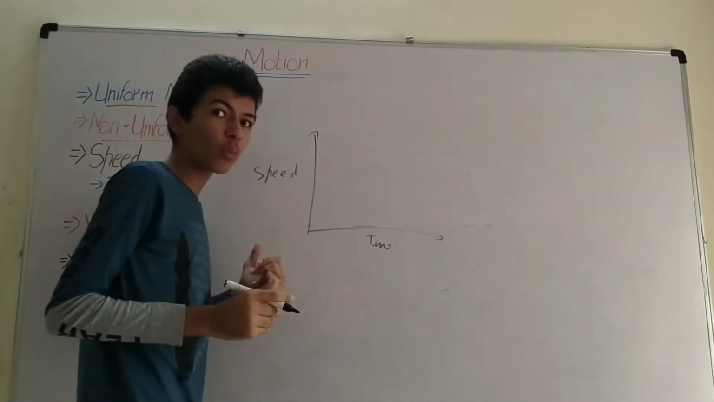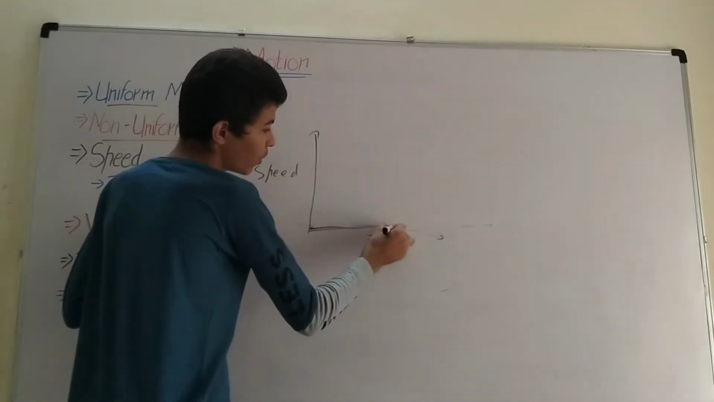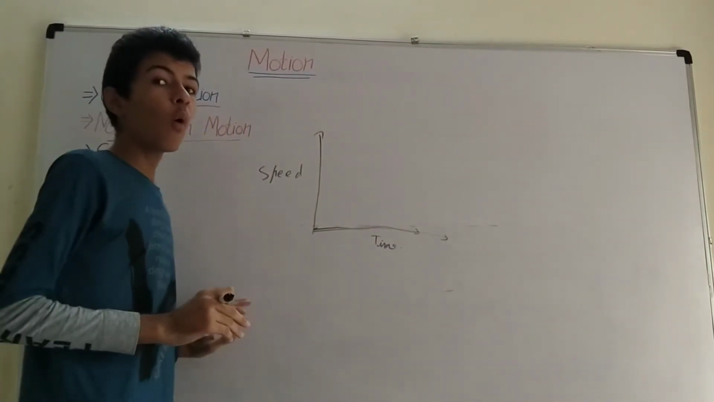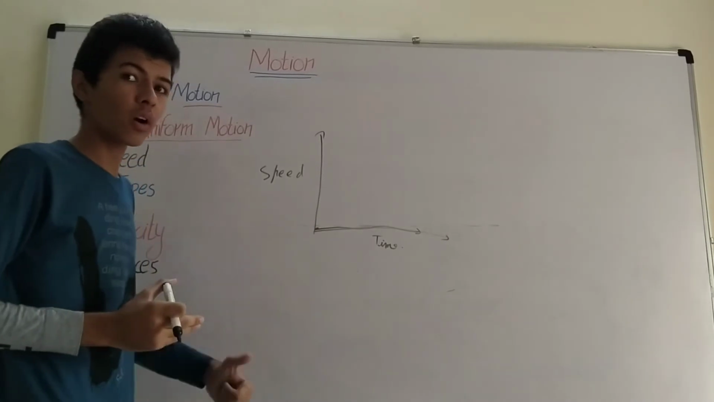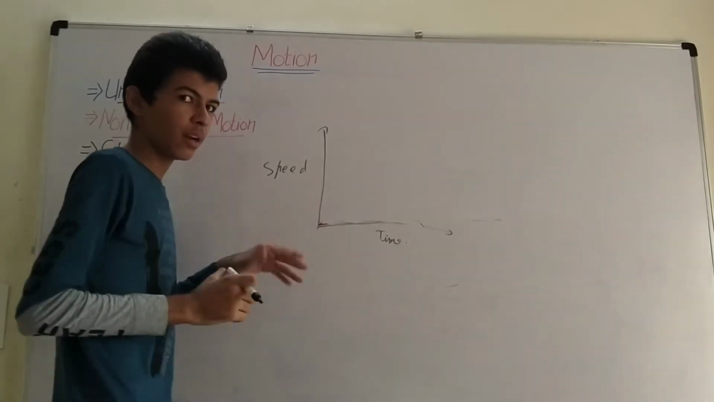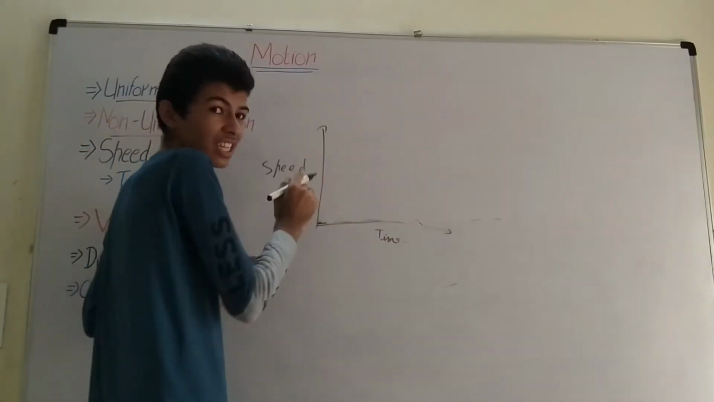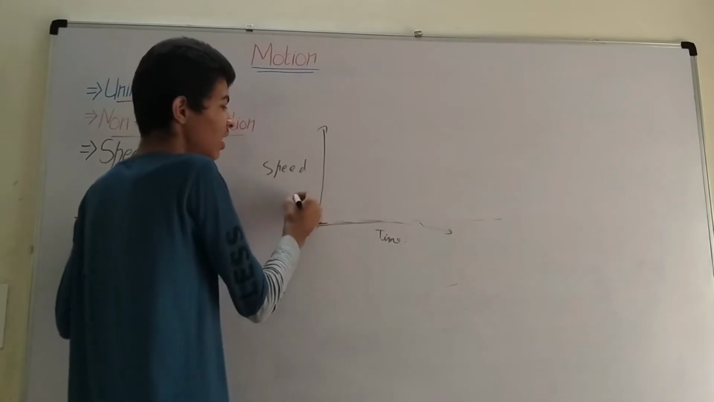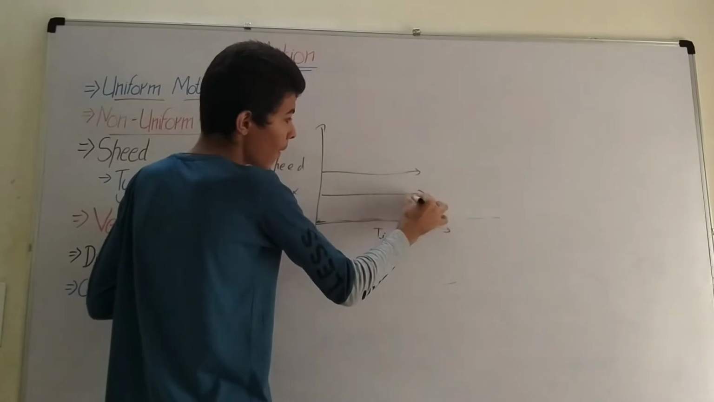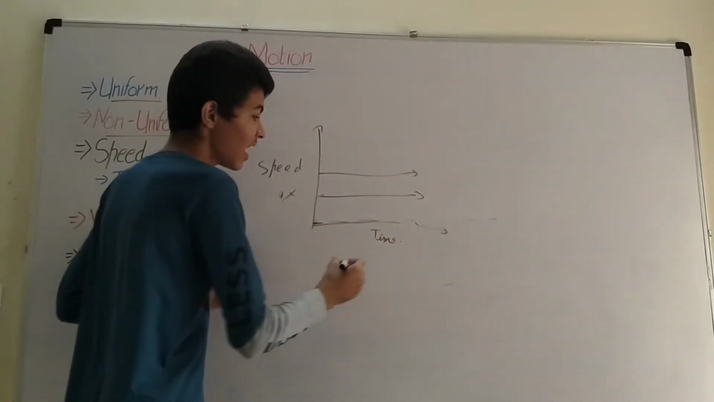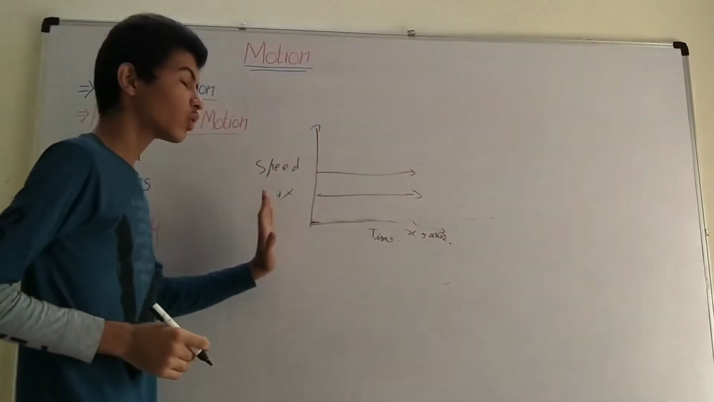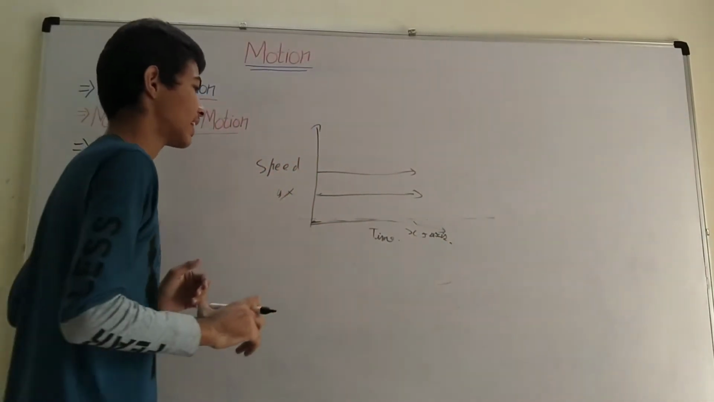If an object is not moving, the speed graph would be parallel to the time axis. In this case we will not know whether the body was moving at first or not, but now this body is moving with a constant rate. So now the speed is not changing, which means the change in the y-axis is zero. So it would always be a line parallel to the time line, that is the x-axis.